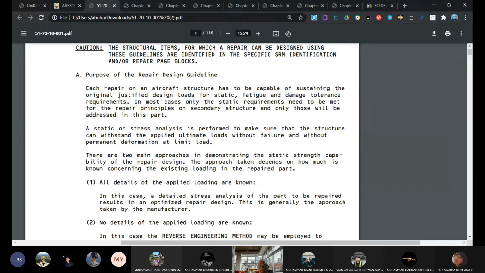Okay, so static and stress analysis is performed. You have to do static and stress analysis to determine the stresses in the structure, and then compare them with the strength of the material, which is also in the form of stress. The stresses going through the structure should always be less than the material strength, otherwise it will fail. So that is one of the conditions to accept the design or the repair: to ensure we have enough margin for the stresses.